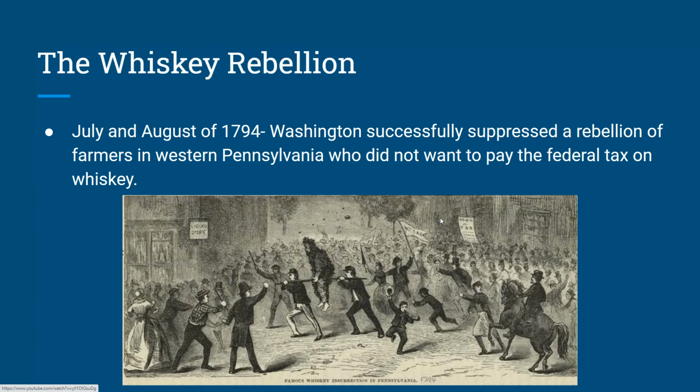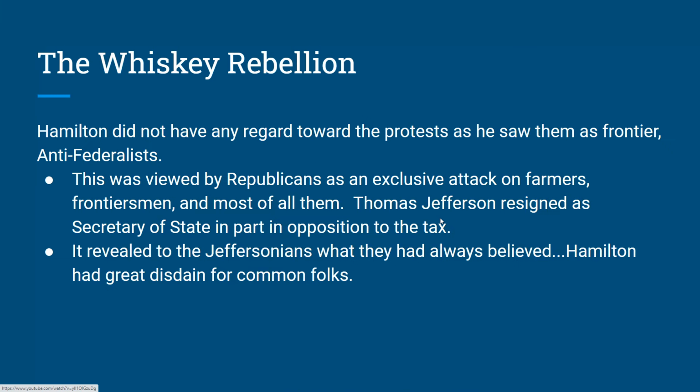In the summer of 1794, there's a big revolt that happens in Pennsylvania. Farmers in Western Pennsylvania, not wanting to pay the federal tax on whiskey, marched on to Philadelphia. So Hamilton didn't have any regard towards these protests. He saw these people as rebel rousers, anti-federalists. These are people who really didn't like the Constitution in the first place. These are Jefferson's people.